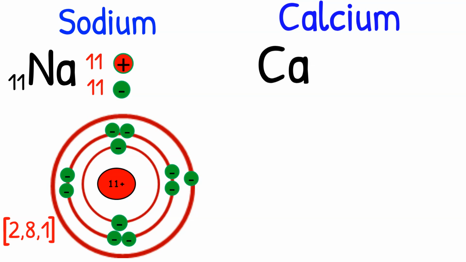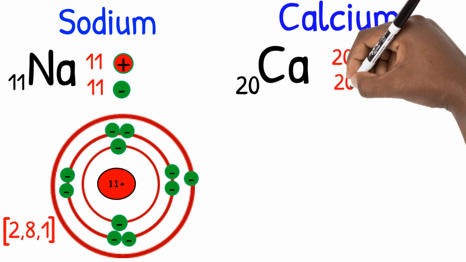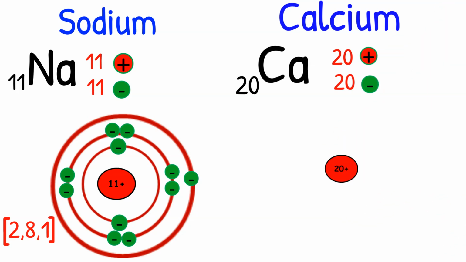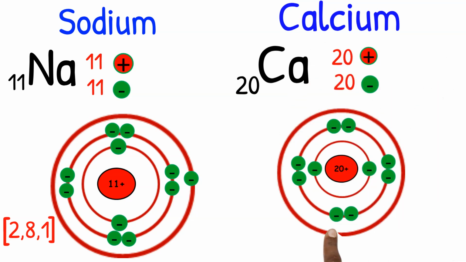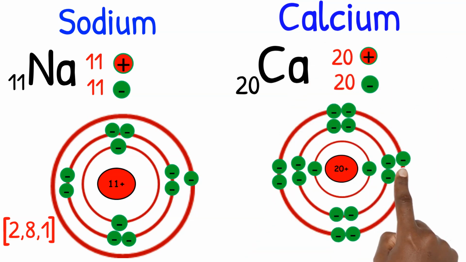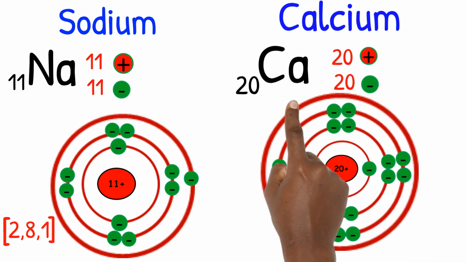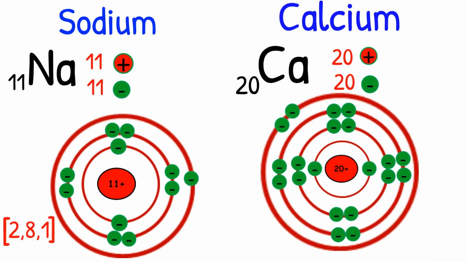And finally, calcium, which has an atomic number of 20, has 20 protons and 20 electrons. So the first 2 electrons go in the first shell. The next shell takes up to 8 electrons. And remember, it can take a maximum of 8. And then the third shell can now take another 8. And then the final shell takes the 2 that's left, which means we can put it down as 2 electrons, 8 electrons, another 8 electrons, and then the final 2.